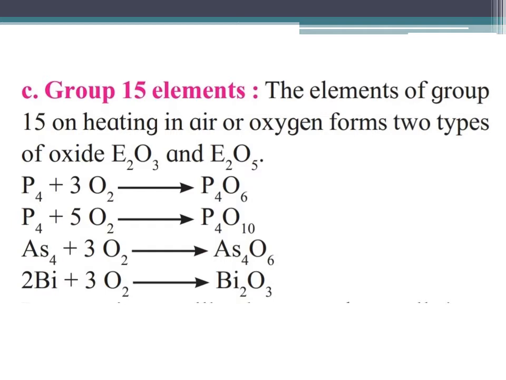Now my dear students, over here you will observe that for the first, second and third reaction, it has led to the formation of P4O6, P4O10, As4O6. But over here it is given that it leads to the formation of oxides that are E2O3 and E2O5. Whereas over here it is 4 and 6, 4 and 10. So my dear students, this is because the product is a dimer of this oxide.